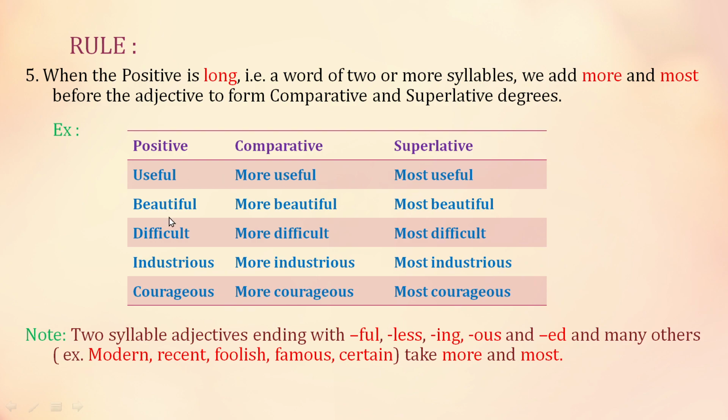The same way beautiful, it also has more than 2 syllables. So we will add for comparative more beautiful, superlative most beautiful. Difficult, more difficult, most difficult. Industrious, more industrious, most industrious, and so on. Besides, 2-syllable adjectives ending with ful, less, ing, ous, ed, and many others like modern, recent, foolish, famous, certain, take more and most for comparative and superlative degrees.